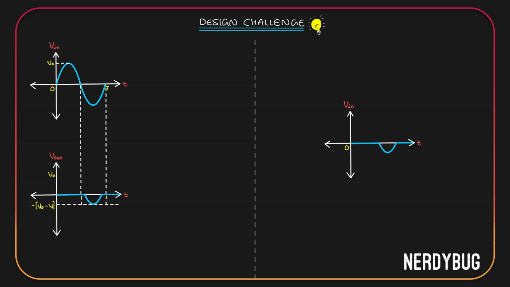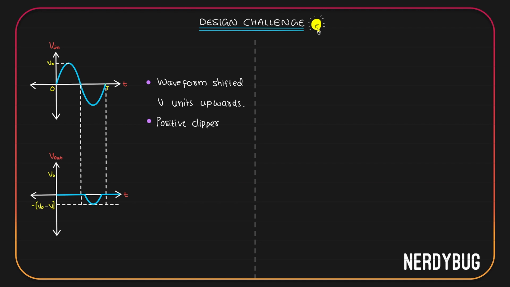Let us write it down. The waveform has to be shifted V units upwards, and since we are clipping the upper part, it is a positive clipper. Let us design the circuit. For a positive clipper, again we can take a half wave rectifier and switch the directions of the diode. To move the waveform upwards, we have to add a cell of potential V in the direction of the input voltage. We'll get a circuit that looks like this. Let's do the analysis and see if this actually works.